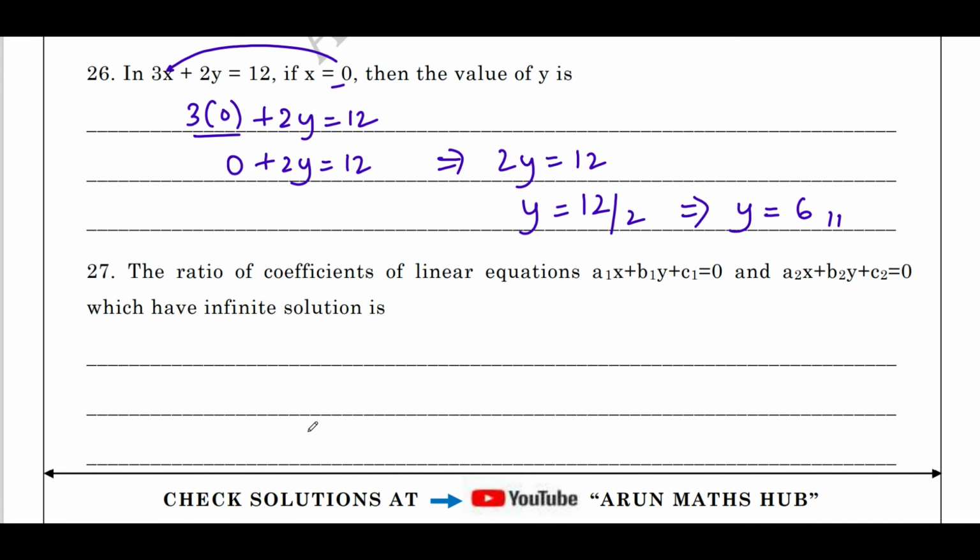The ratio of coefficients of linear equations a1x plus b1y plus c1 equals 0 and a2x plus b2y plus c2 equals 0, which have infinite solutions. Infinitely many solutions means coincident lines.